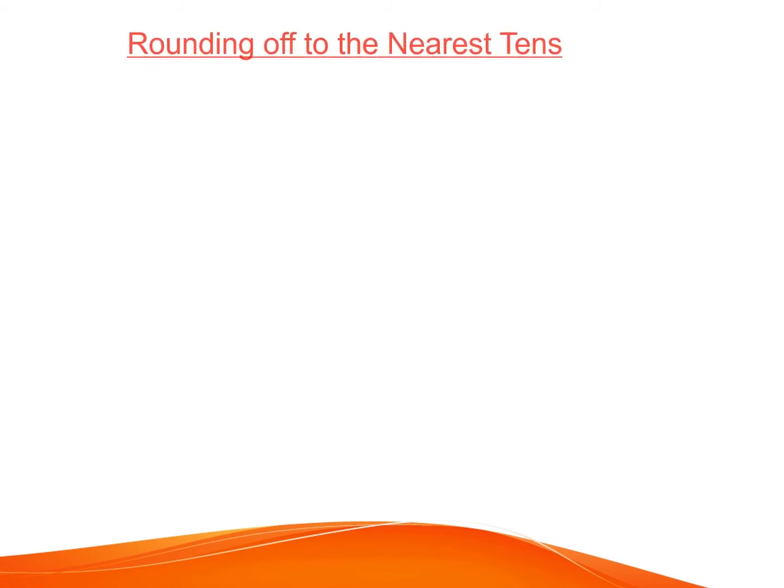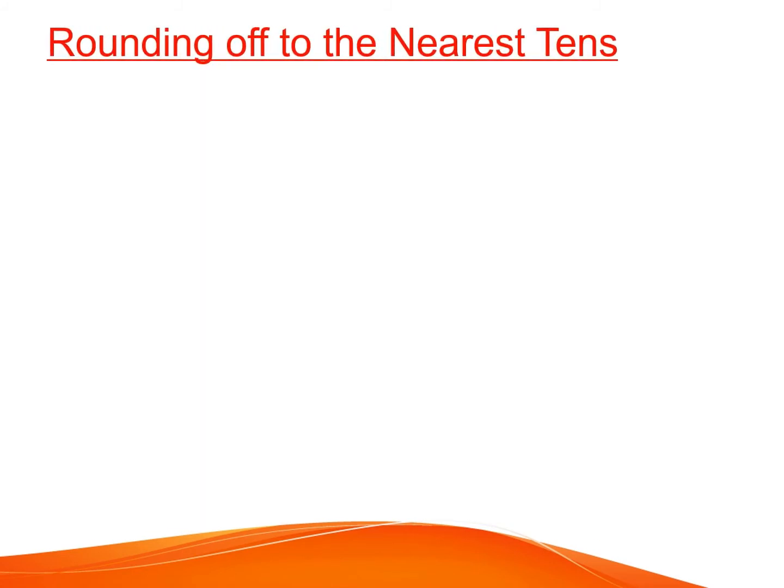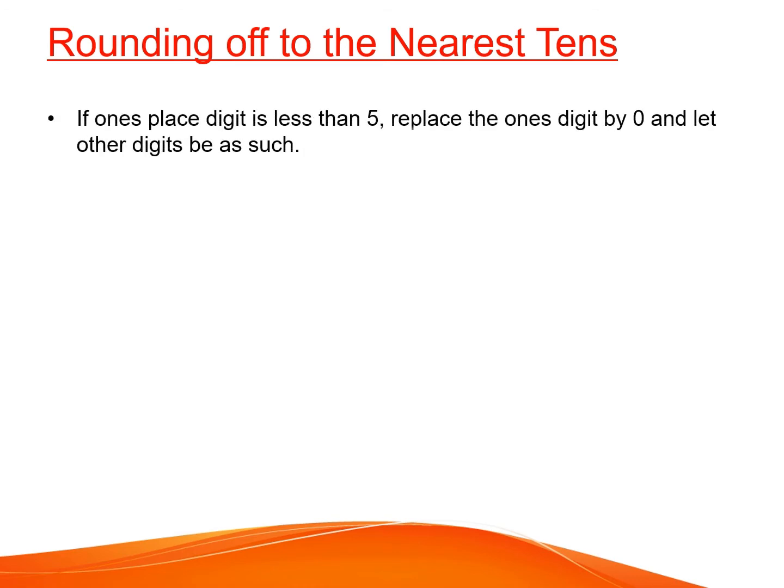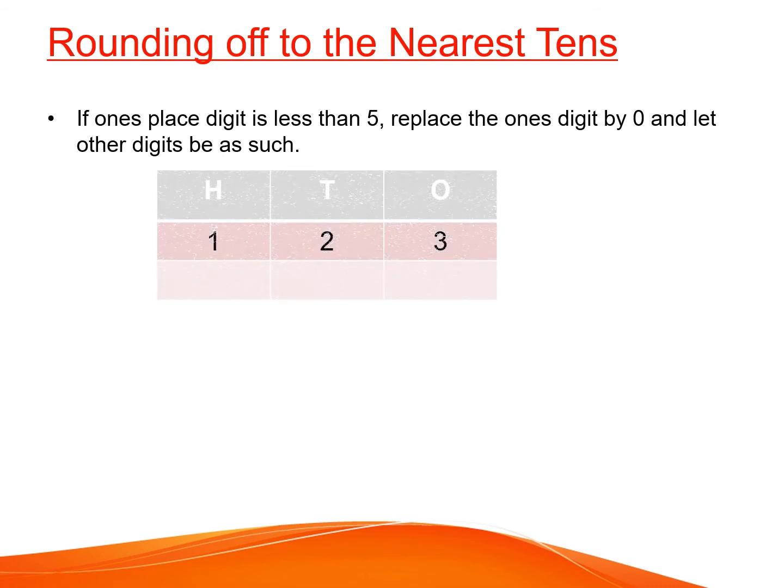Let us learn rounding of a number to the nearest tens. Remember, to round off a number to the nearest tens, you will look at the digit at the ones place. If it is less than 5, then you will replace the ones digit by 0 and other digits of the number will remain as such. Example, if the number is 123, the digit at ones place is 3, we will replace it by 0 and other digits will remain as such. So the number, when rounded off to the nearest 10, becomes 120.